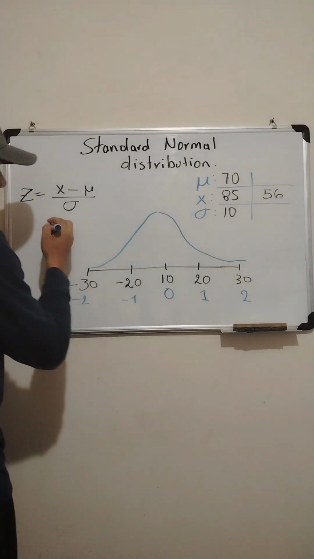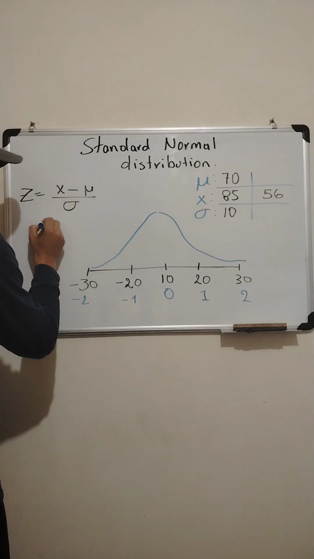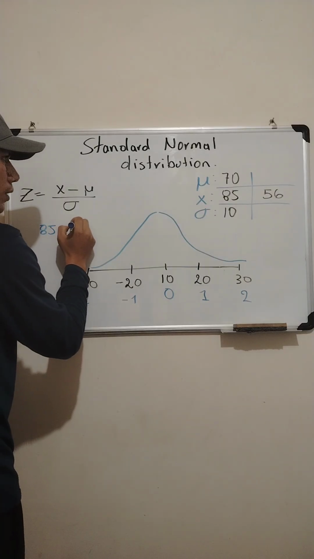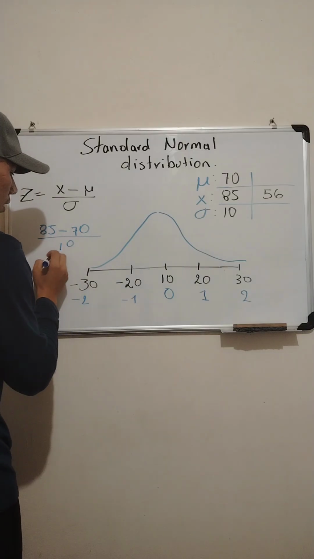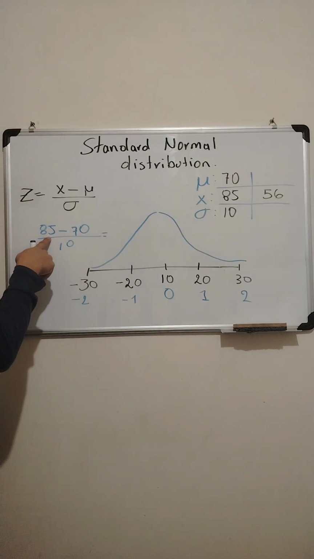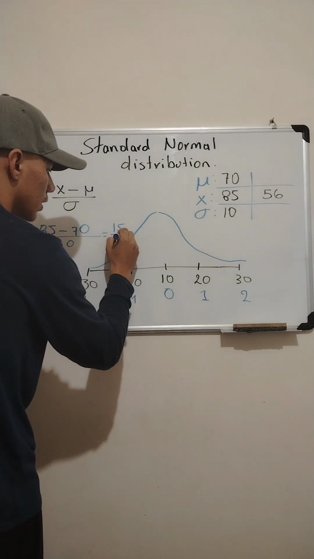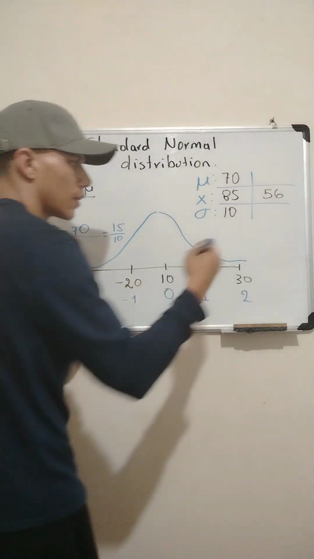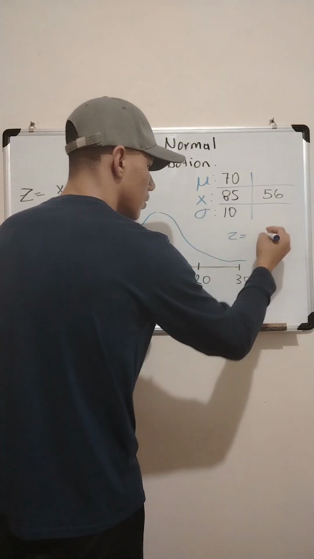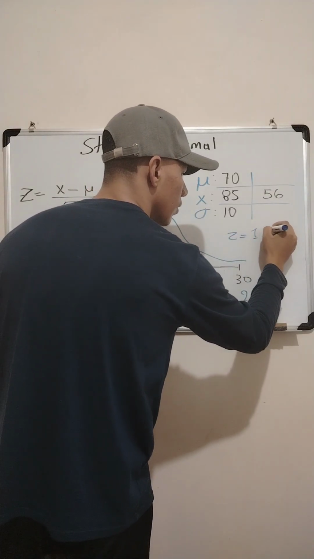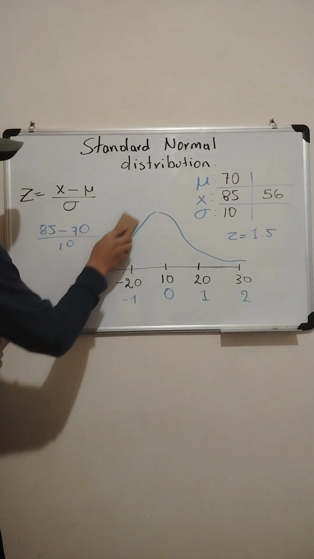So let's get the Z scores for this given data. So x will be 85 minus 70 over 10. That will be equal to 85 minus 70, which is 15, over 10. What it gives us is Z equals 1.5. And now, so we have the first result.